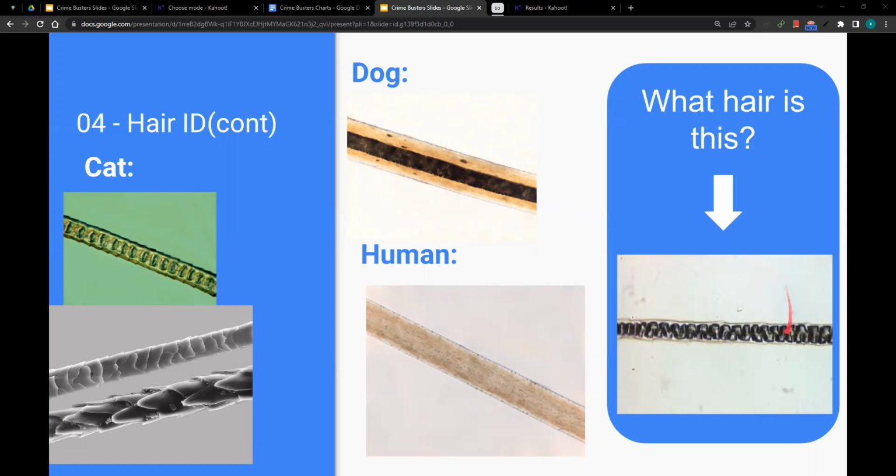So there are little tiny balls you can see here, and that is the same thing as the little balls that you see in the cat hair. And you can also see that its exterior is a bit scaly, which also corresponds to this fellow.